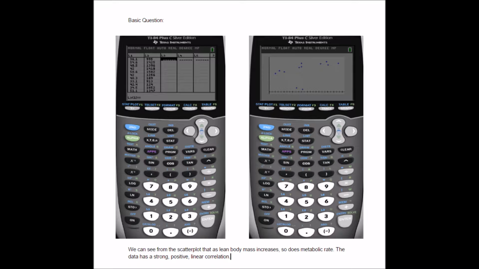And so the scatter plot shows that as the lean body mass increases, so does the metabolic rate. That means that the data has a strong positive and linear correlation because all the data points are close together.